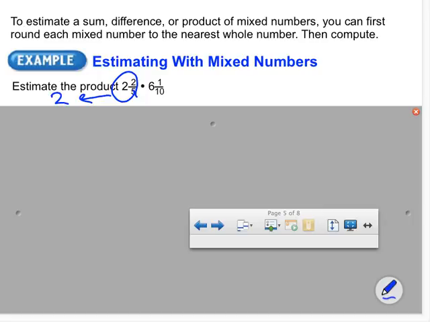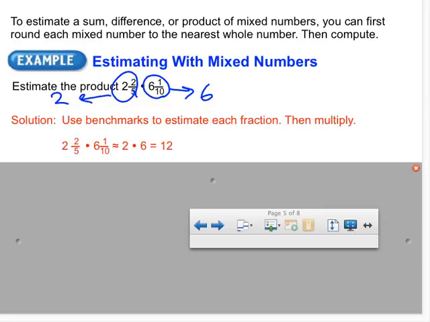What about this other fraction over here? Right, so 6 plus 0, so that mixed number is going to be 6. So what's the product going to be? 12. Right. So does everybody understand how we did this? Are we good? I'm writing.